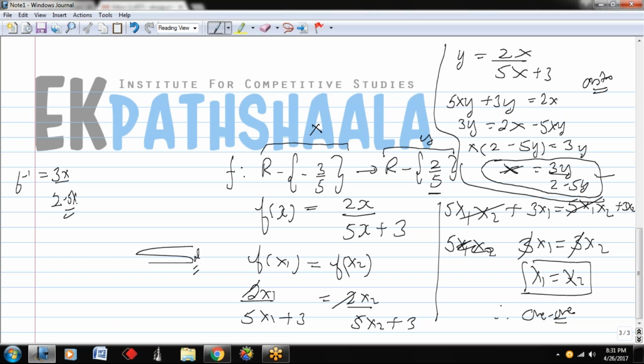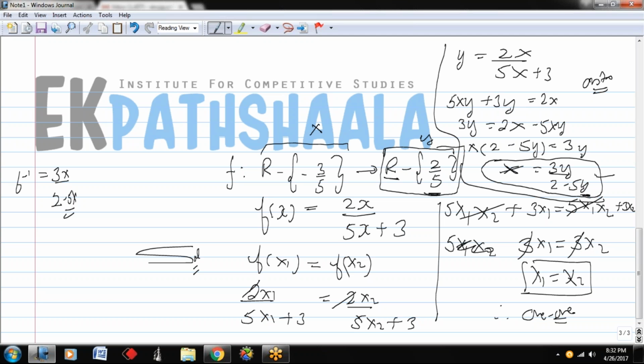Sir, could you just repeat that onto part? Onto part. Beta, I'll put this function equal to y, cross multiply it, and find out the value of x. x is coming out to be 3y upon 2 minus 5y. Now we have to see that y is all real values except 2 by 5.